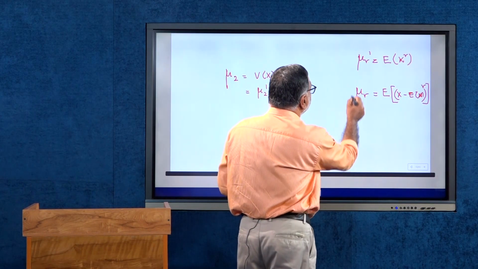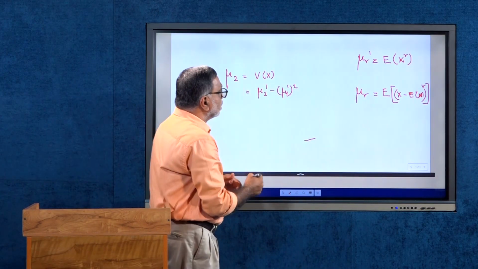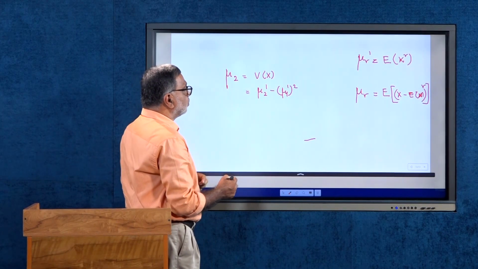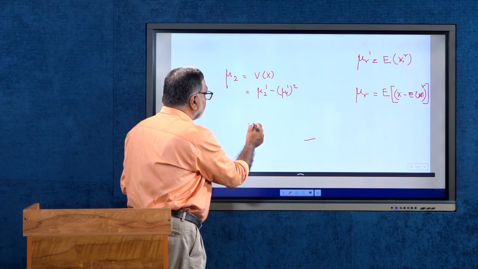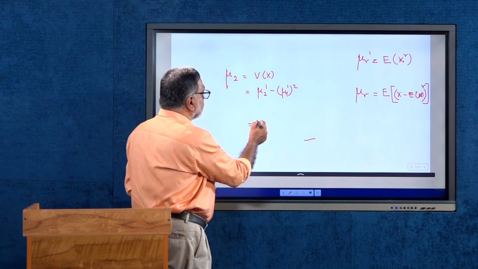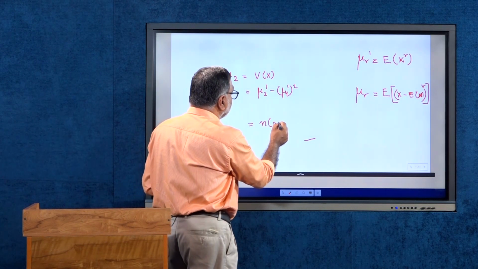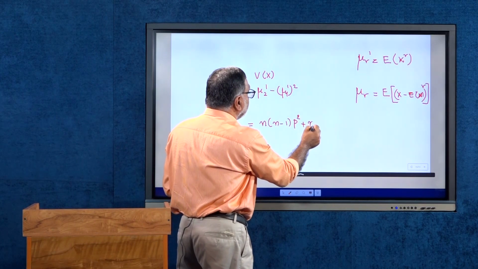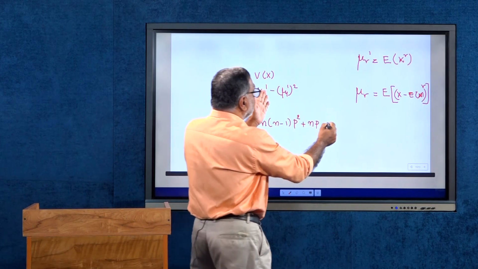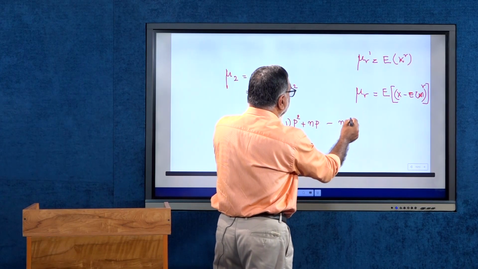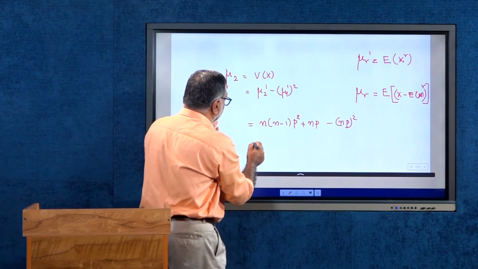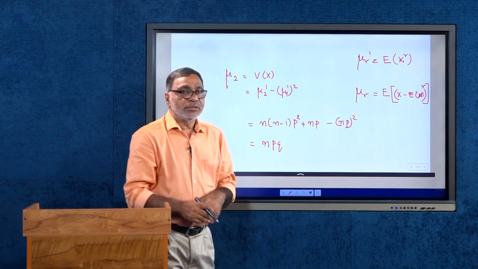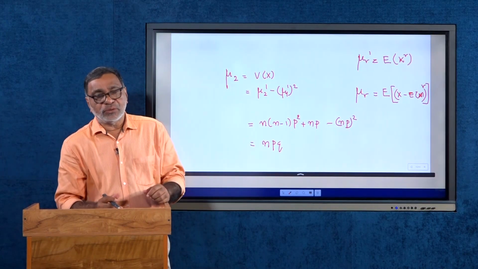And from the relationship between mu r and mu r dash we can establish mu 2 as mu 2 dash minus mu 1 dash all square. Simplifying this expression, these values are substituted: n into n minus 1 p square plus np, that is our mu 2 dash, and mu 1 dash we have np whole square. This is simplified, already we have calculated as npq. This is our mu 2.